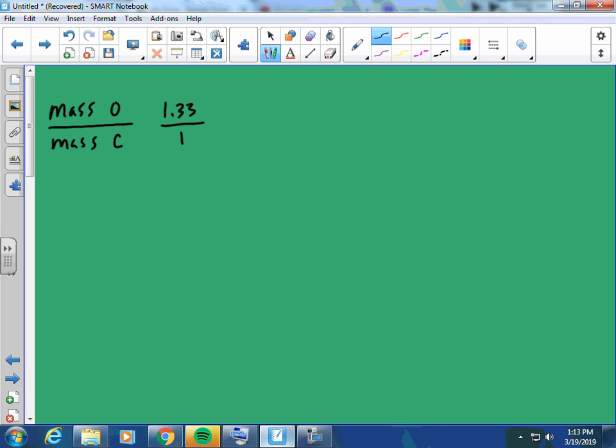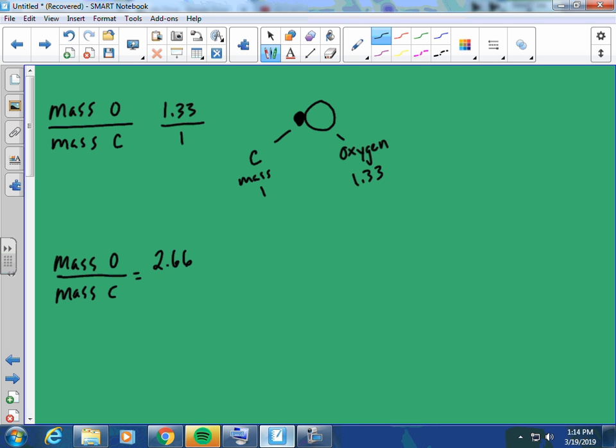And so the first time we drew a compound, we did something like this. We said, okay, this could be carbon with a mass of 1. And then a little bit bigger, we'll draw oxygen. If that had a mass of 1.33, that would work, because then the ratio between those masses would be 1.33 to 1. Then we went to the second compound that was also oxygen and carbon, but the ratio of those masses, when I divided, came out to 2.66 to 1.